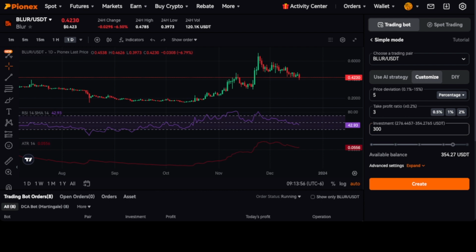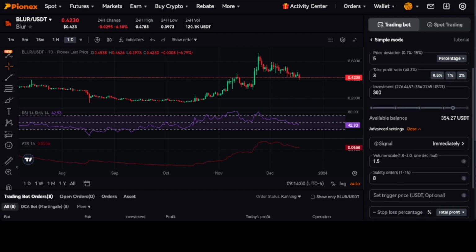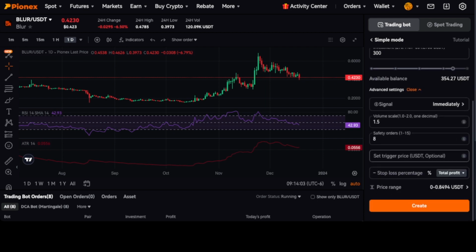I have 354 right here. That's my available balance. I'm going to go to expand. I don't think I want any of these. Just double checking. Okay, my signal is going to be immediately. Price scale is 1.5. 8 safety orders.